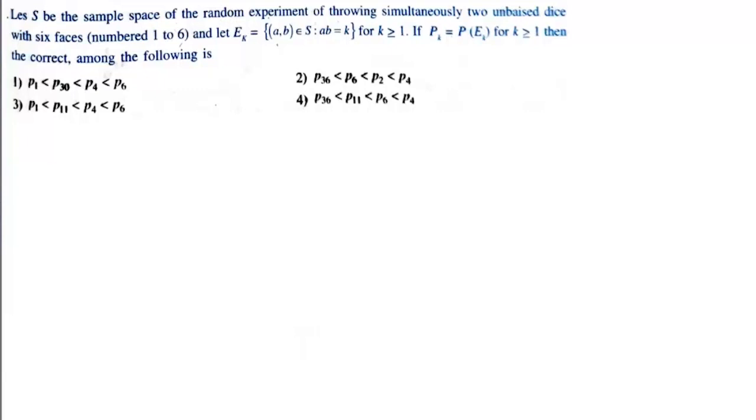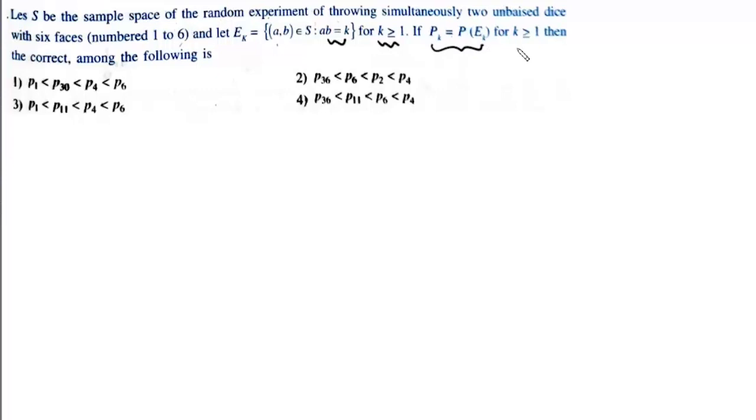Now here the question is, let S be the sample space of the random experiment of throwing simultaneously 2 unbiased dice with 6 faces numbered from 1 to 6. Let EK be the set of (A, B) such that A into B is K, for K greater than 1. And if PK is the probability of EK where K is greater than or equal to 1, then the correct among the following is.